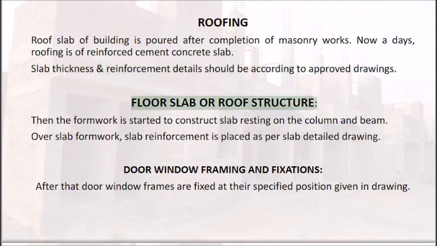Floor slab or roof structure. Then the formwork is started to construct slab resting on the column and beam. Over slab formwork, slab reinforcement is placed as per slab detailed drawing. Door window framing and fixations. After that, door window frames are fixed at their specified position given in drawing.